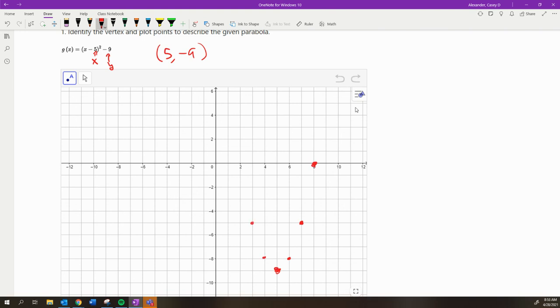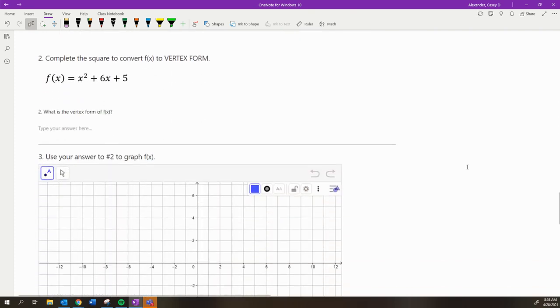in the other direction. And so this is about what I would look for on your test. To identify the vertex, and then you can just plot the points. You don't need to draw the parabola. Number 2 here, it says first we have to complete the square.